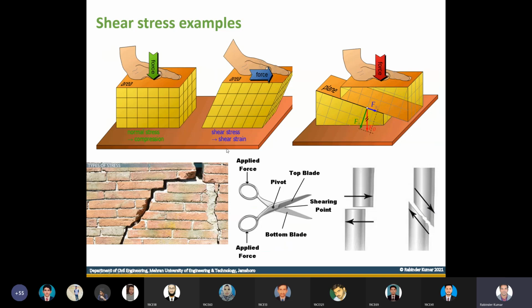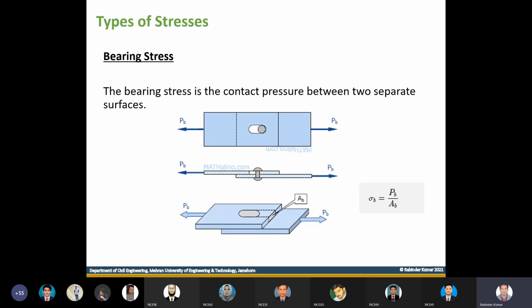There is another type of stress, that is bearing stress. It is stress caused by the contact pressure between two surfaces. For example, see, this is a hole and these two plates are joined together. We need to find the force at the bearing area, and the area at the bearing. Okay, PB divided by AB.